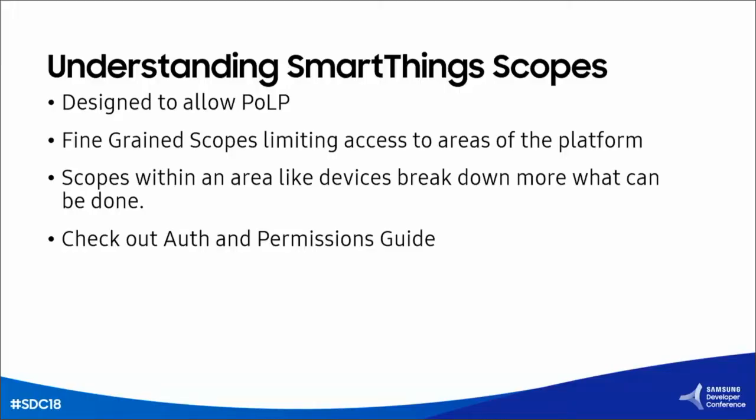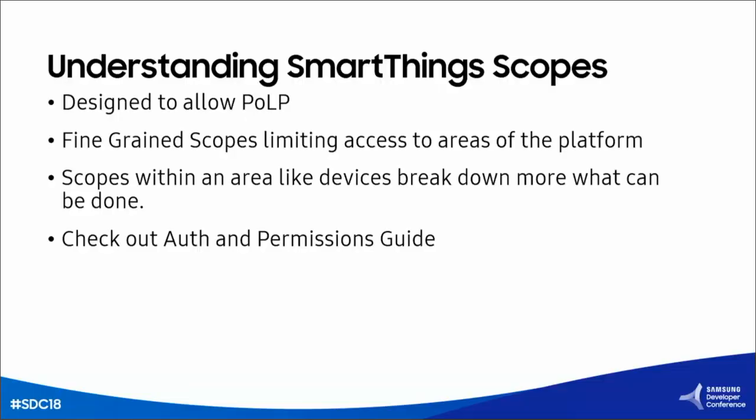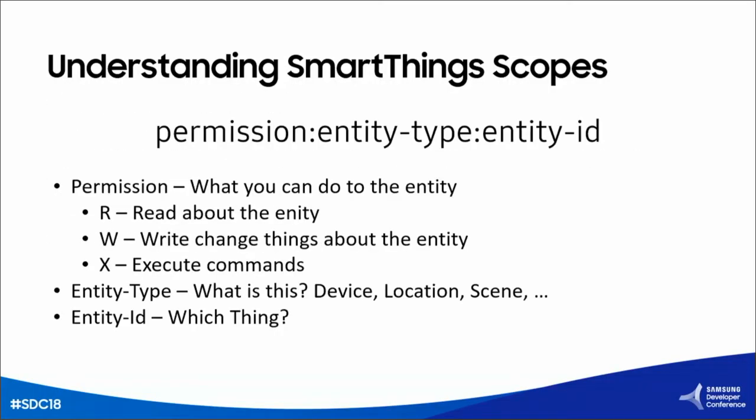So the SmartThings scopes have been set up to allow for the principle of least privilege. We've made fine-grained scopes that limit access to big areas of the platform, and then scopes within an area actually break down even more what things can do. And you can check out the auth and permissions guide in Developer Workspace, and see a lot of details.